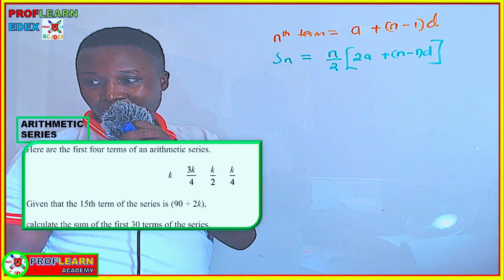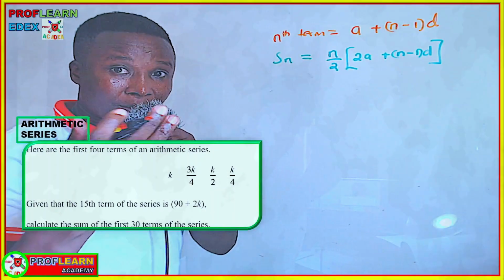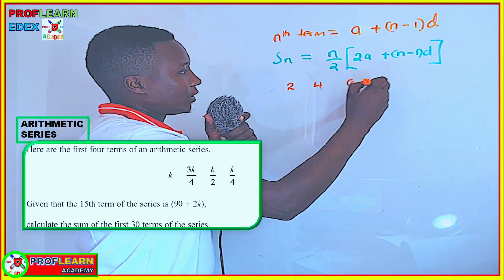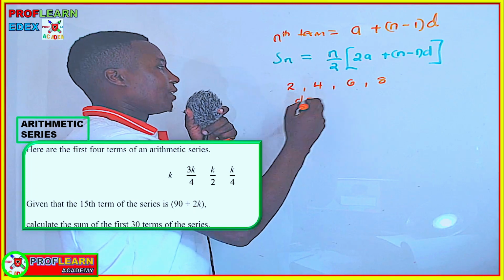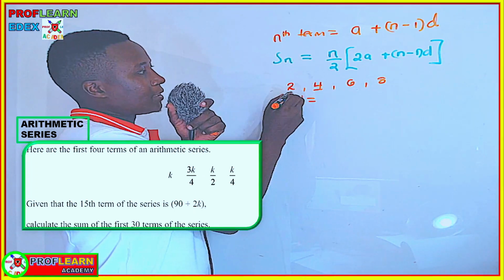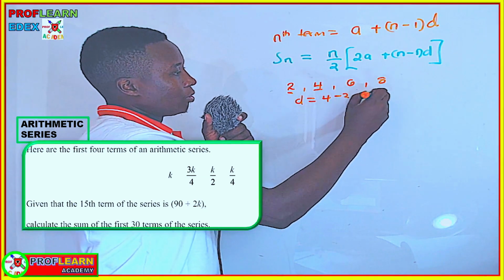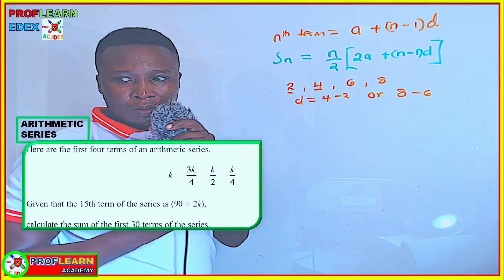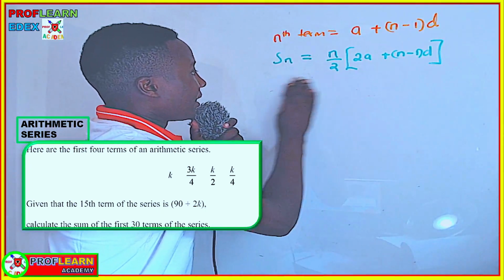That is the second formula that we need in this case so that we can work out this. Before we embark on this question, something you need to realize is that if you have a sequence 2, 4, 6, 8, then the common difference d is going to be the number in front minus the number behind. So this is going to be 4 minus 2, or 8 minus 6, or 6 minus 4. Whenever you're finding the common difference, you take the number in front minus the number behind.